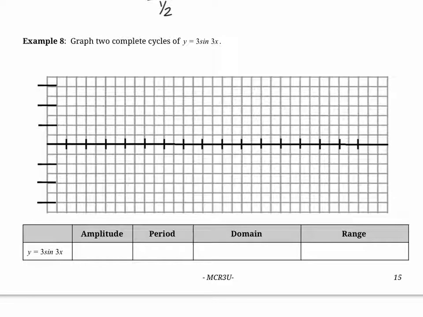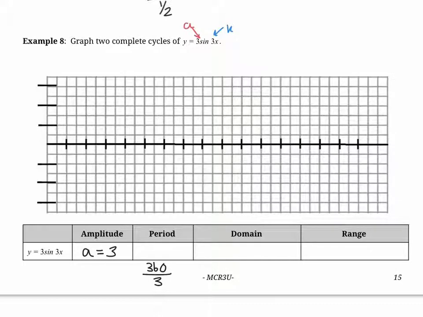So now let's look at an example where we're going to change our a value and our k value. So if our a value is 3, then we know our amplitude is also equal to 3. So let's add that into our chart. So we know our amplitude is equal to 3. And we know our period is going to equal 360 divided by our k value. And our k value is also equal to 3. So here's our k value. And here's our a value, just as a reminder.